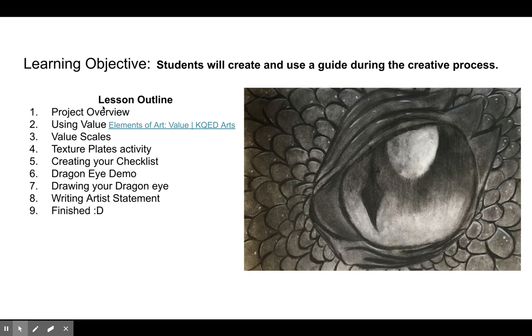So the outline of the lesson: you've got the project overview, which is what I'm doing right now. Then we're going to talk about value, and you're going to watch a short video that goes over the element of art value. We're focusing on this element of art for this project, so I want to make sure you understand it completely. Then we're going to create some value scales where we practice making dark and light shades and transitioning from dark to light shades.